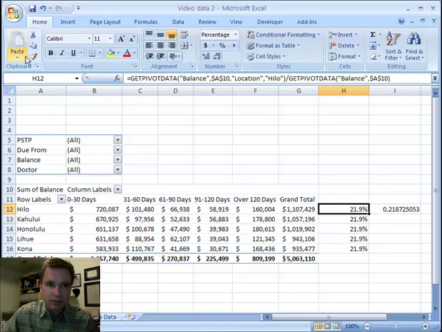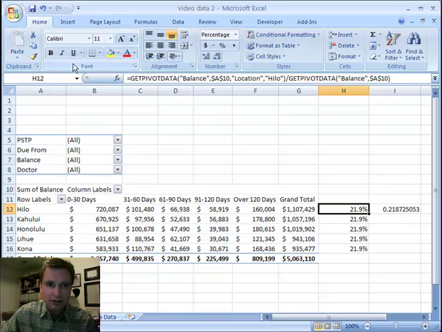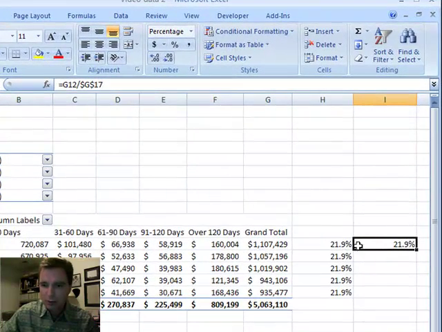Now we're going to format it. Here's another trick if you've never used it. This little button over here is called the Format Painter. Pick a cell you like the way it's formatted, click the Format Painter, and it's formatted the same way. So there we are, 21.9, 21.9. We're looking at the same thing, HELO divided by the total.